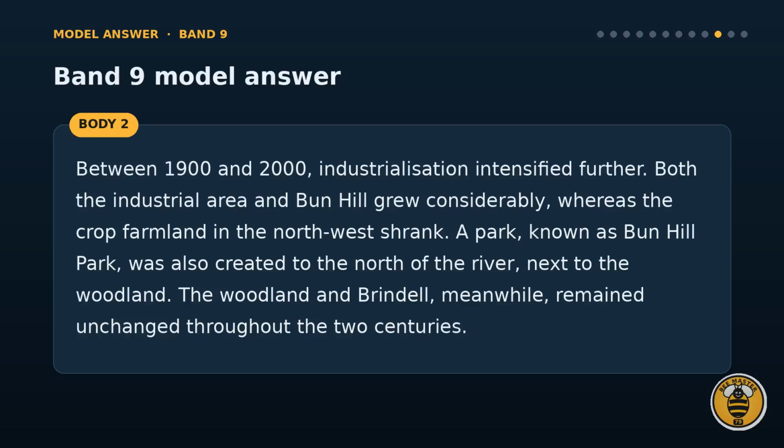Body paragraph 2. Between 1900 and 2000, industrialization intensified further. Both the industrial area and Bun Hill grew considerably, whereas the crop farmland in the northwest shrank. A park, known as Bun Hill Park, was also created to the north of the river, next to the woodland. The woodland and Brindell, meanwhile, remained unchanged throughout the 2 centuries.